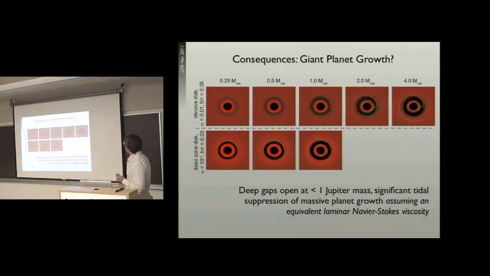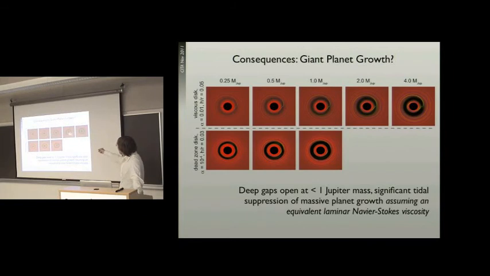Now, what other consequences might that have? Well, one possible consequence is for giant planet growth. So it's long been assumed that the growth of giant planets initially occurs very rapidly when the core first is able to recruit its envelope in a runaway fashion, but eventually is limited by tidal truncation as the planet interacts with the gas. The planet forms a gap, and the gap prevents mass coming onto the planet.